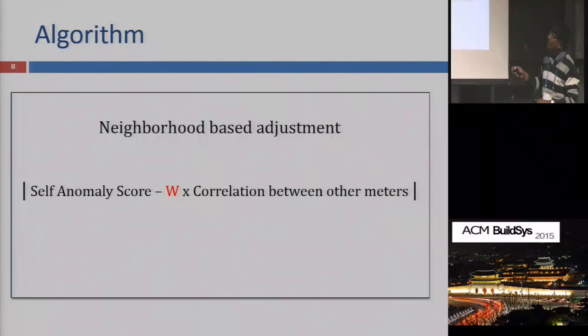The next step is using the neighborhood information, so we need to adjust the self anomaly score. The way we do this is, for a self anomaly score, you subtract, you assign some weightage for the neighbors, because this weightage is based upon the baseline correlation. So if, let's say, there are two buildings that have a similar usage pattern, then the correlation will be high. And if another building is not so highly correlated, then that will have a lower correlation. So you assign some weightage for each correlation, and accordingly calculate the adjusted anomaly score.